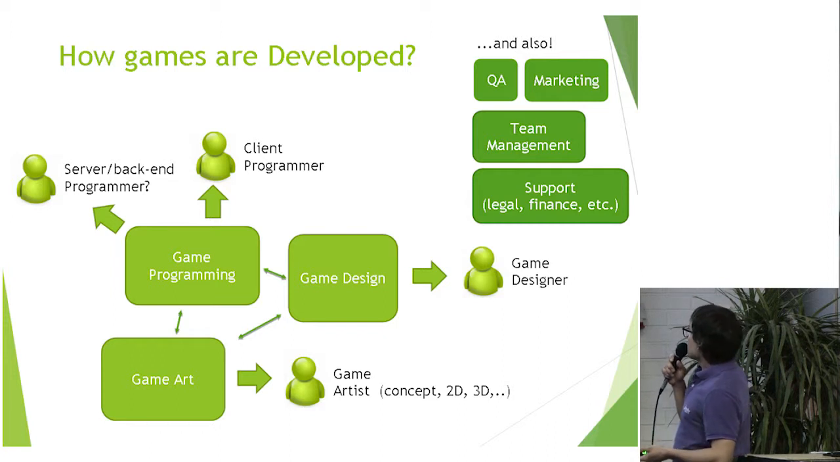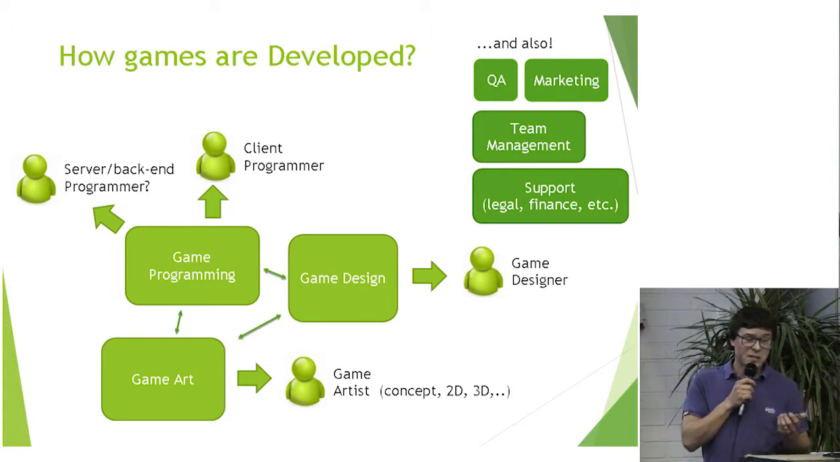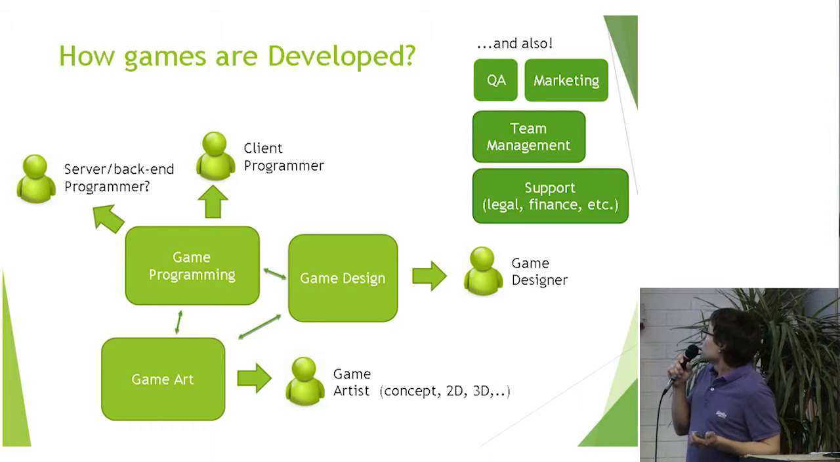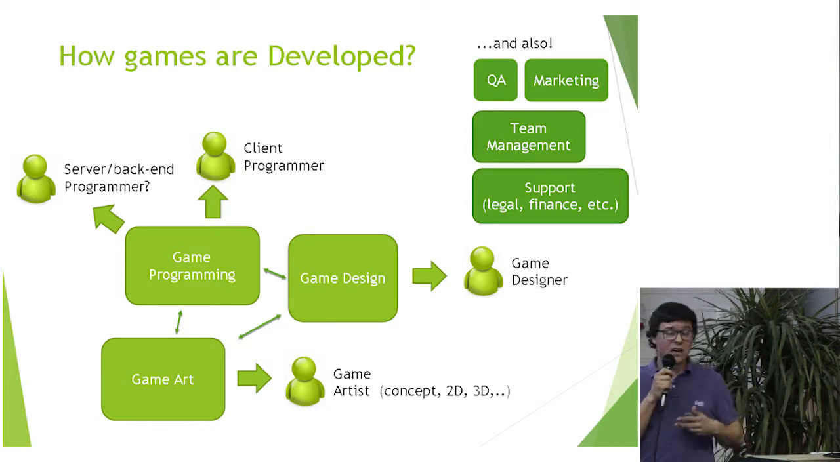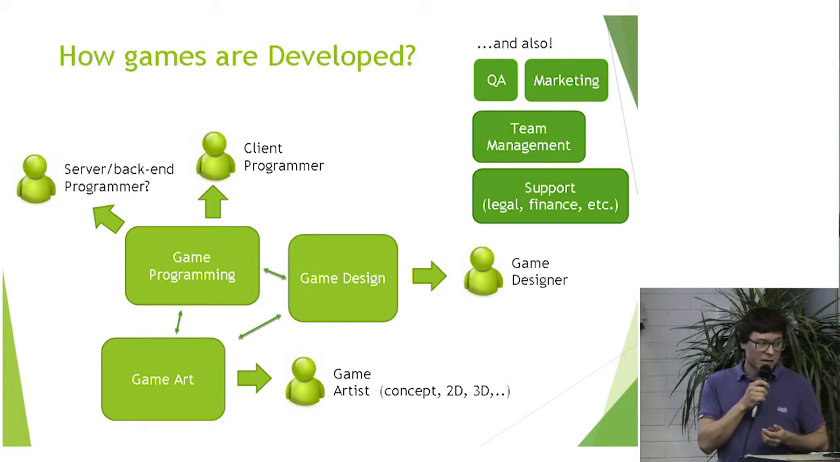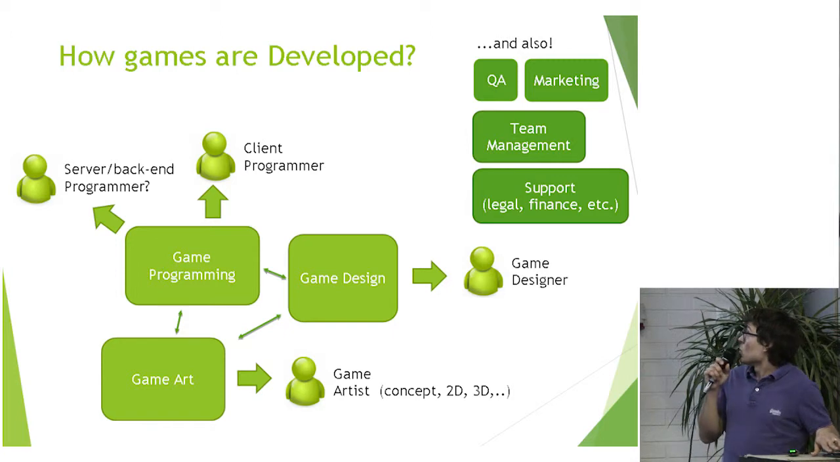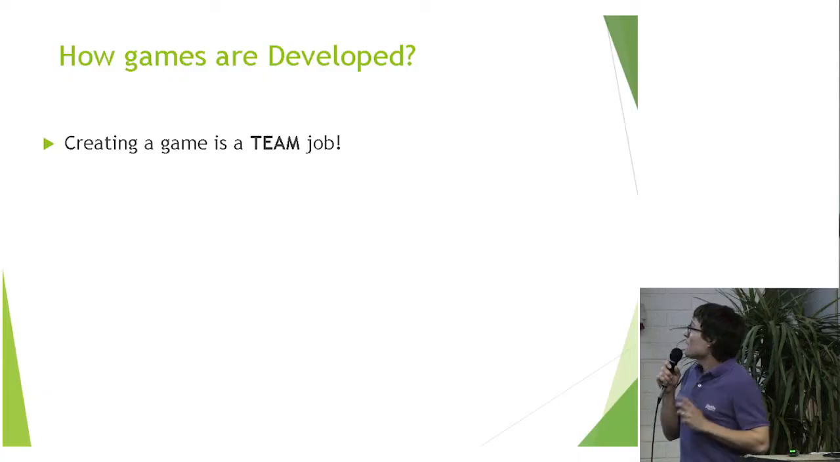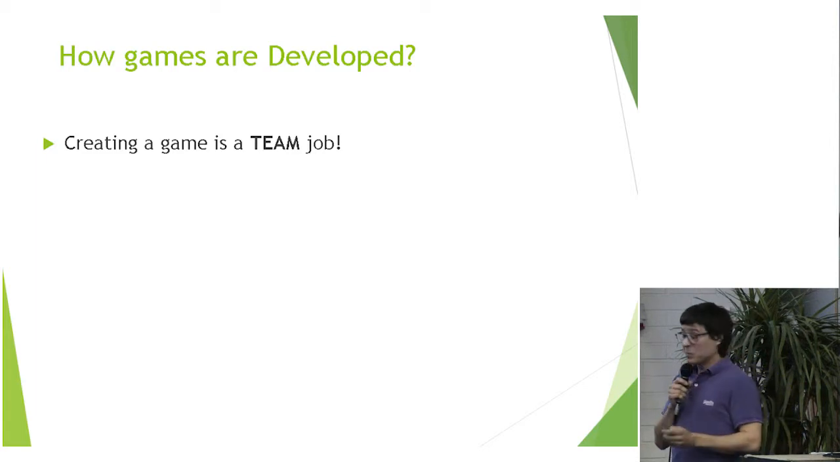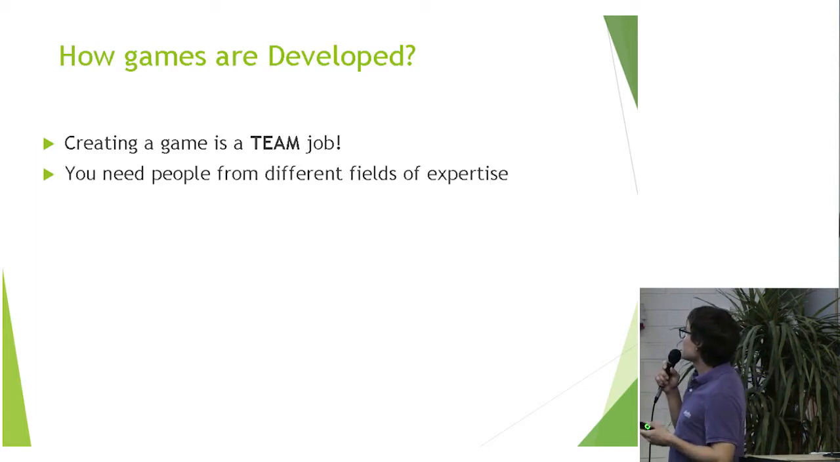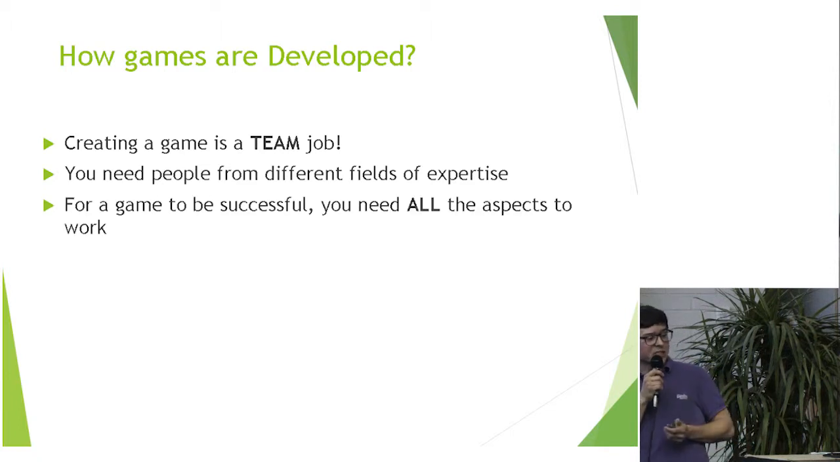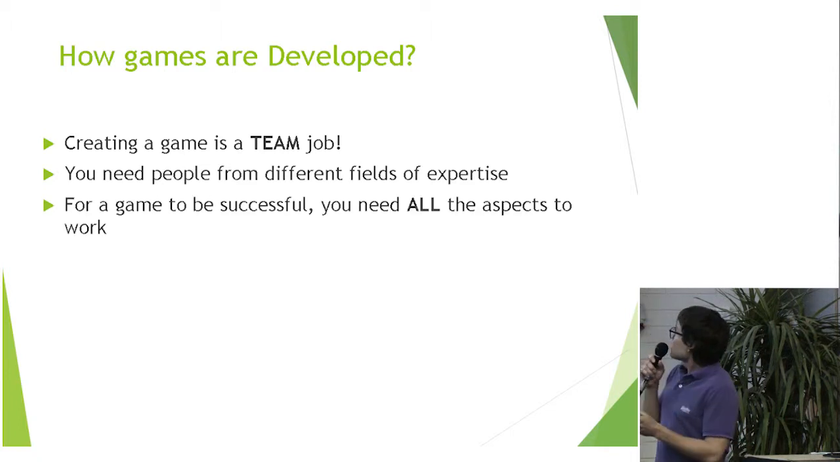But there are also lots of other things you need to make a game. You need quality assurance, marketing, team management, and maybe some supporting things like legal and finance. What's also missing here is maybe some data analysis and stuff like that. So it's a big thing. What I want to say from this is that it's a team job. You need people from different fields of expertise, or at least that expertise from different parts. If you want to make a successful game, all these aspects need to work out really well. That's the point.